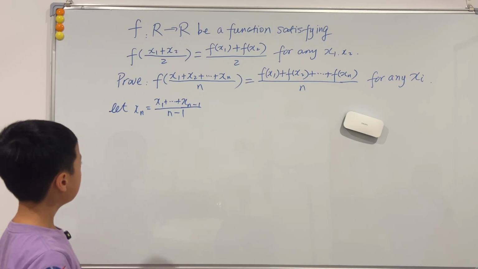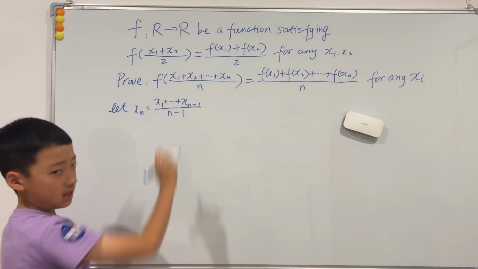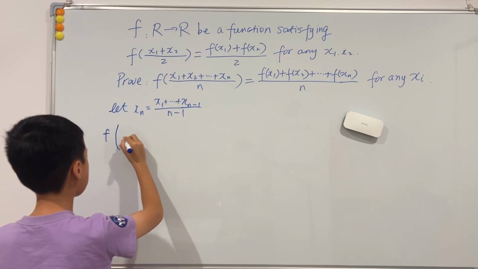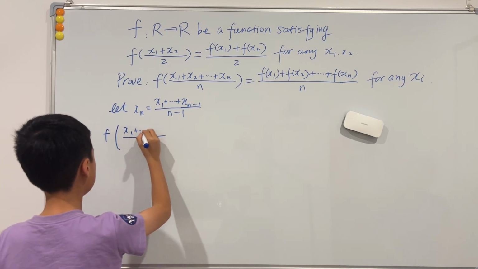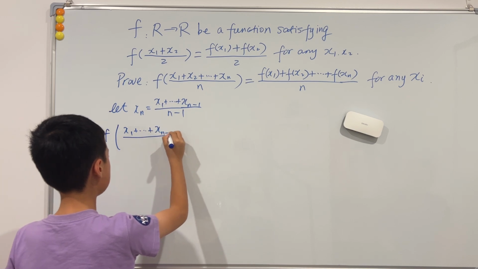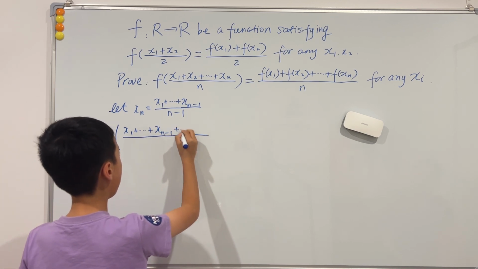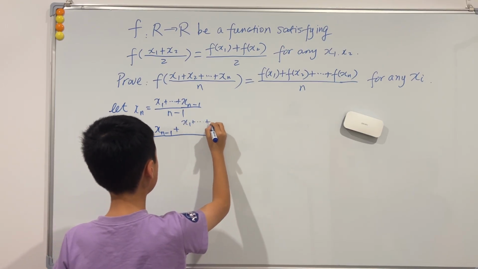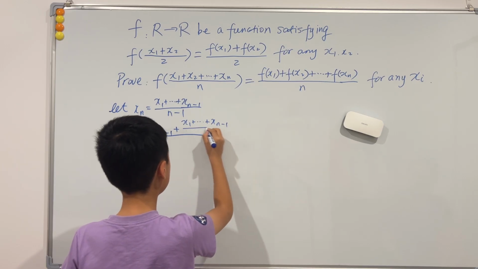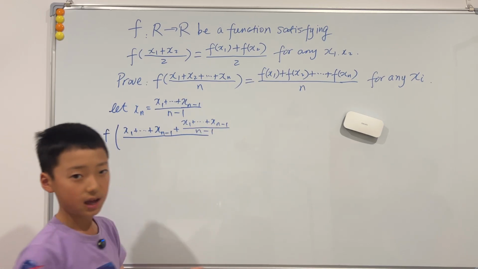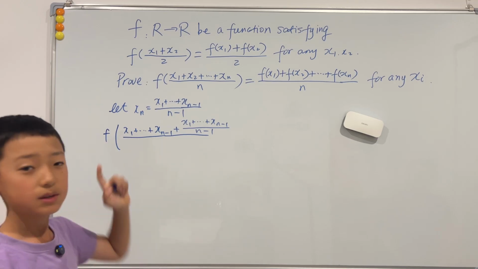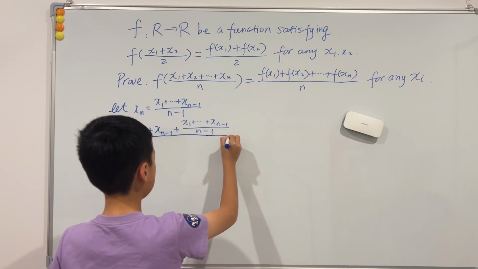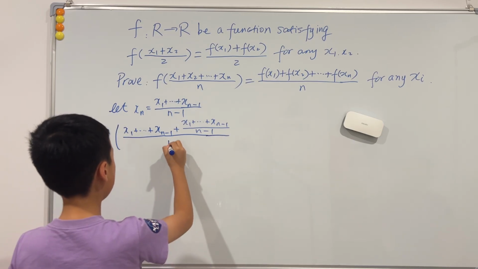And then we sub this back into, so it becomes f of x1 plus all the way to xn minus 1. And then we add this. And we can actually do this because it says for any xi. And we have to do over n.